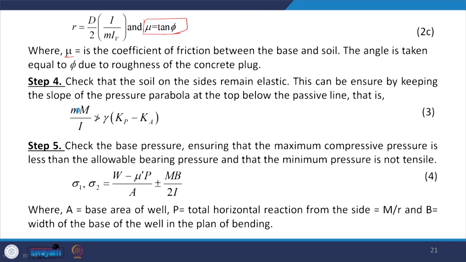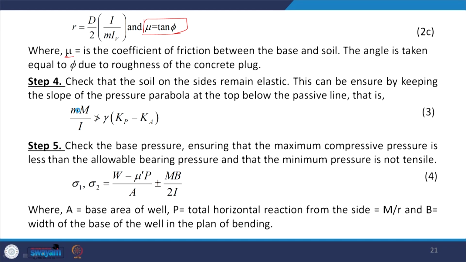The value of sigma 1 should be less than the permissible stress, while the value of sigma 2 should not be negative. It can be 0, because no tension should come into the picture. So, in step 5 we will make sure that sigma 1 is less than the permissible value, while sigma 2 is greater than or equal to 0.